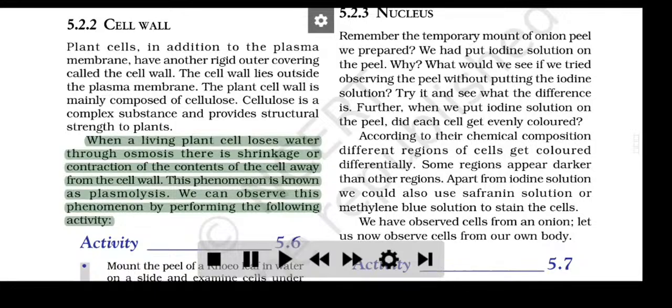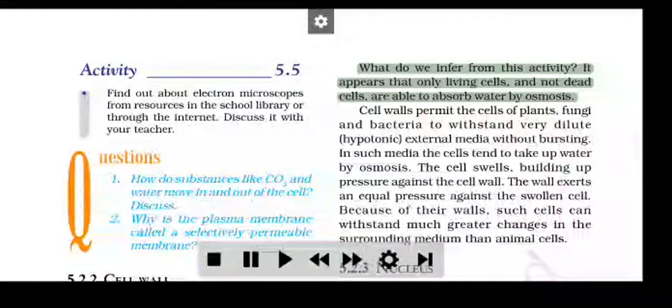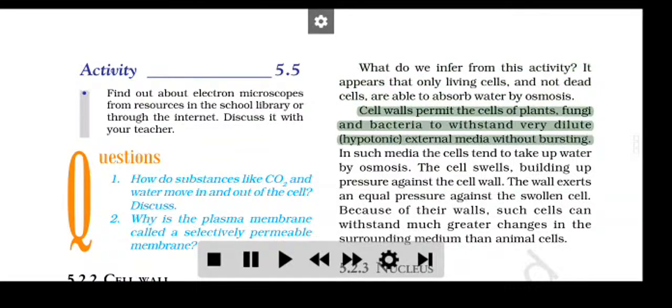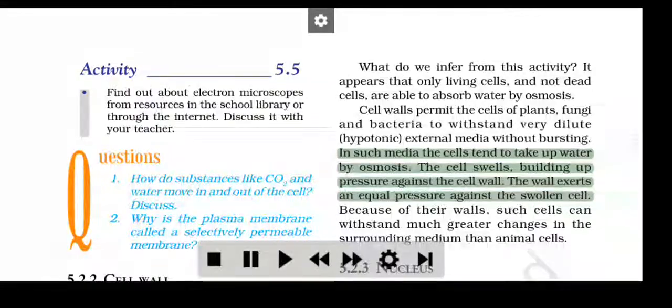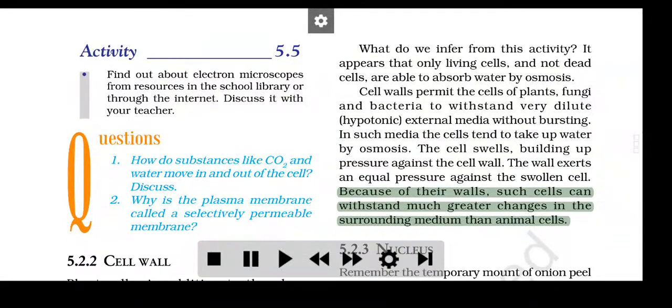We can observe this phenomenon by performing the following activity. What do we infer from this activity? It appears that only living cells, and not dead cells, are able to absorb water by osmosis. Cell walls permit the cells of plants, fungi and bacteria to withstand very dilute, hypotonic, external media without bursting. In such media the cells tend to take up water by osmosis. The cell swells, building up pressure against the cell wall. The wall exerts an equal pressure against the swollen cell. Because of their walls, such cells can withstand much greater changes in the surrounding medium than animal cells.